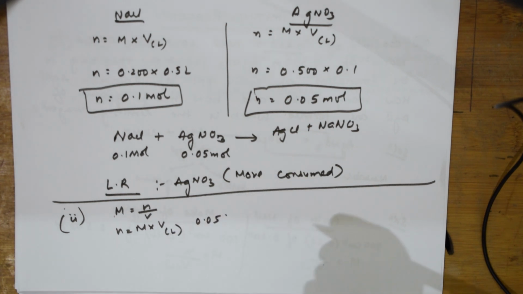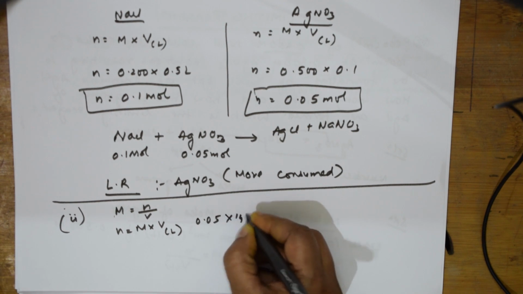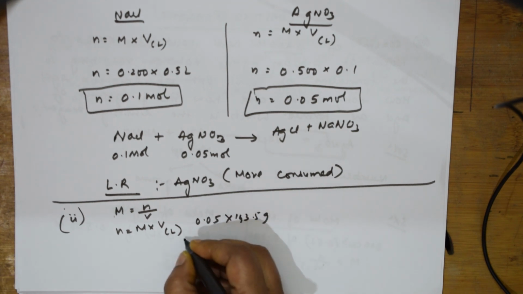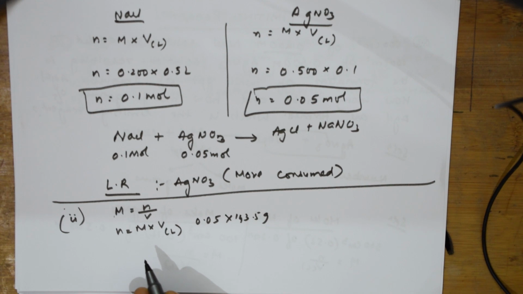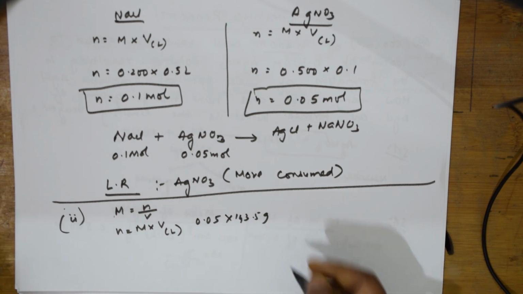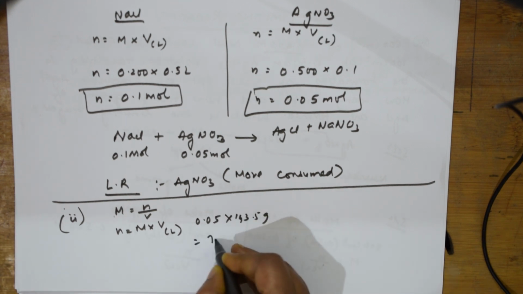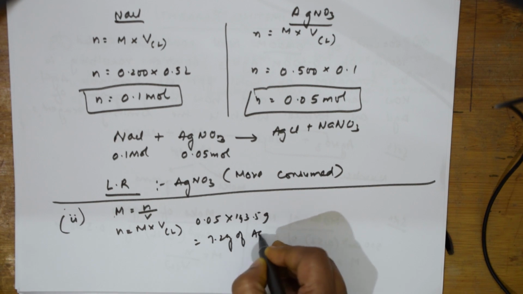The mass of this, it is 143.5 grams. So when I multiply, what is this one here? I need to find mass, isn't it? Okay, mass is equal to n by V. This is done correctly. It is for 7.2 grams of AgCl. This is how you find it.